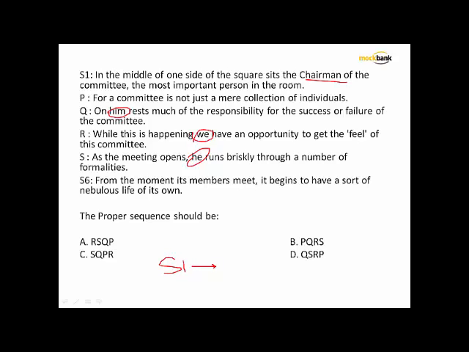Then I would either have Q or I would either have S, right? That means what I can do is I can cut down on option number A and I can cut down on option number B, right? I'm left with option number C and option number D. Option number C and option number D have SQ and QS.